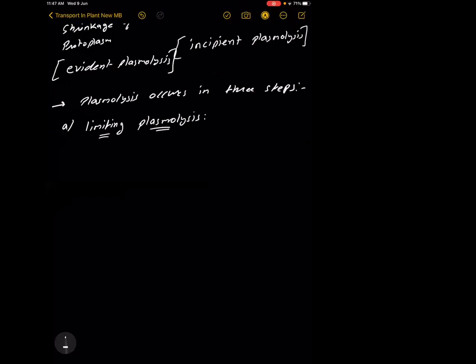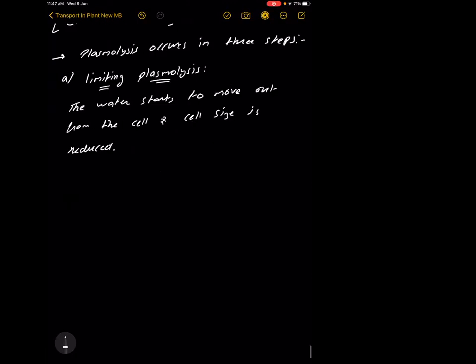The size of the cell is reduced. Water starts to move out from the cell and cell size is slightly reduced. Okay, almost negligible. So this is first.